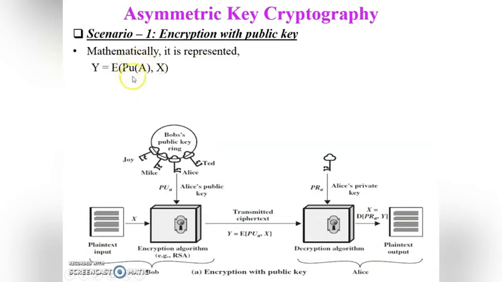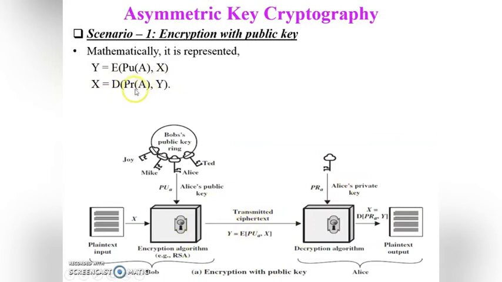There are 2 different scenarios of the encryption model. The first one is public key used for encryption and private key used for decryption. The second scenario is private key used for encryption and public key used for decryption. Now let us discuss both scenarios one by one. First, scenario 1, encryption with public key.